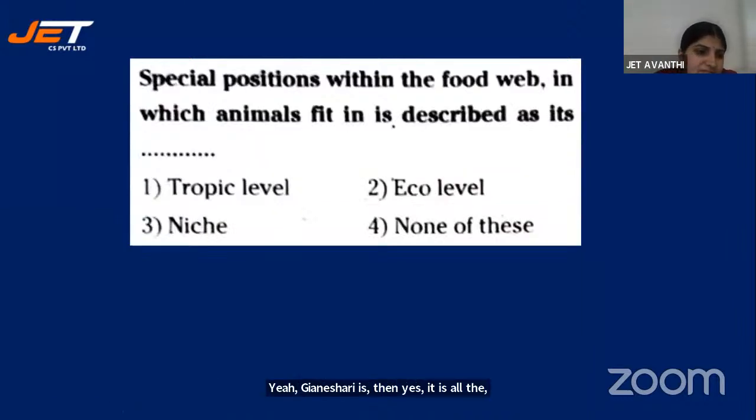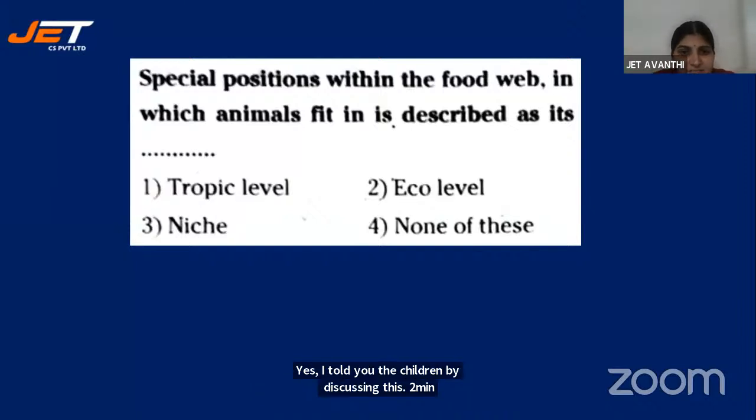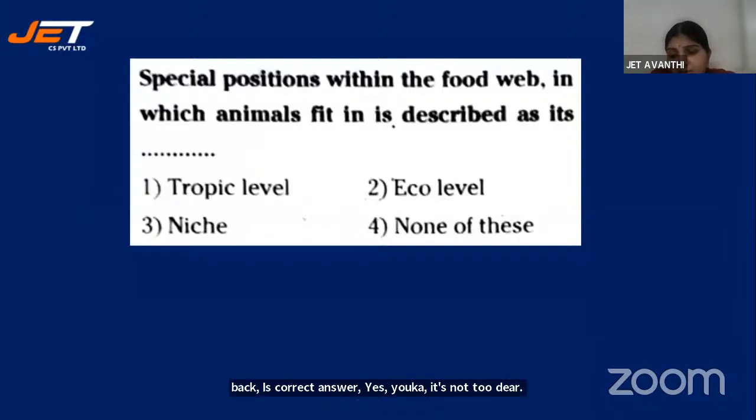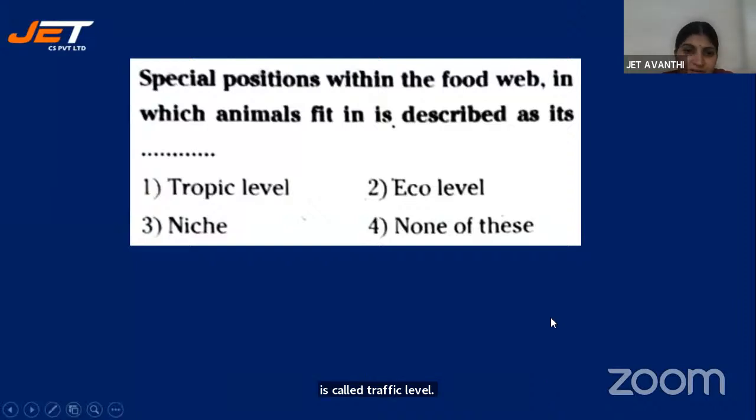Then, special positions within the food web in which animals fit are described as what? What is that particular position called? Yes, I told you this, children. We were discussing this a few minutes back. Vaishnavi, Mahesh, yes, correct answer. Navaneet, Yashvika, it's not 2, dear. Jnaneshwari, it's not 3. Yes, it is 1, children. Trophic level. Each energy level is called a trophic level. Renuka, Amulya, absolutely correct. Trophic level is the correct answer.